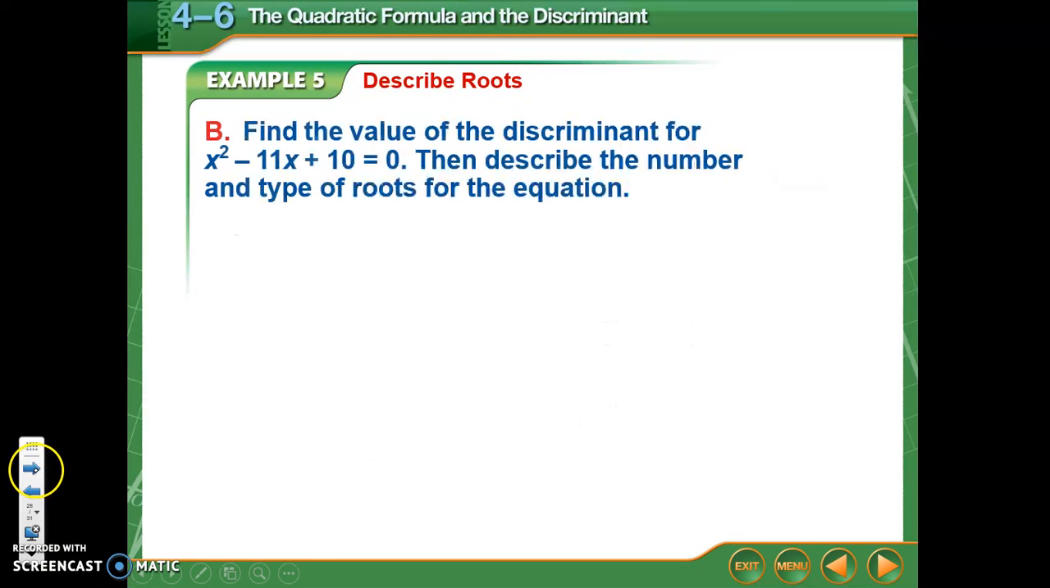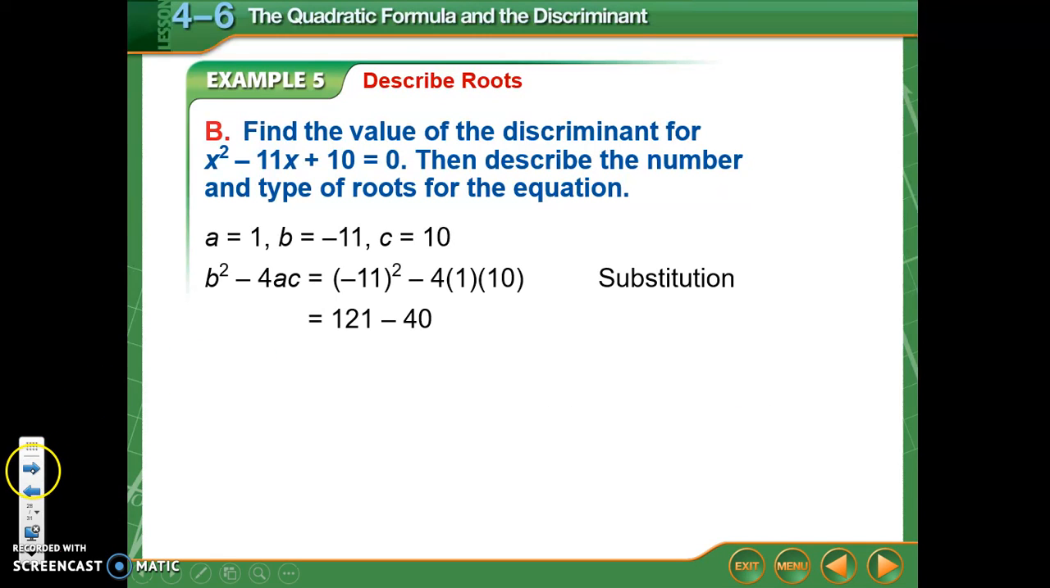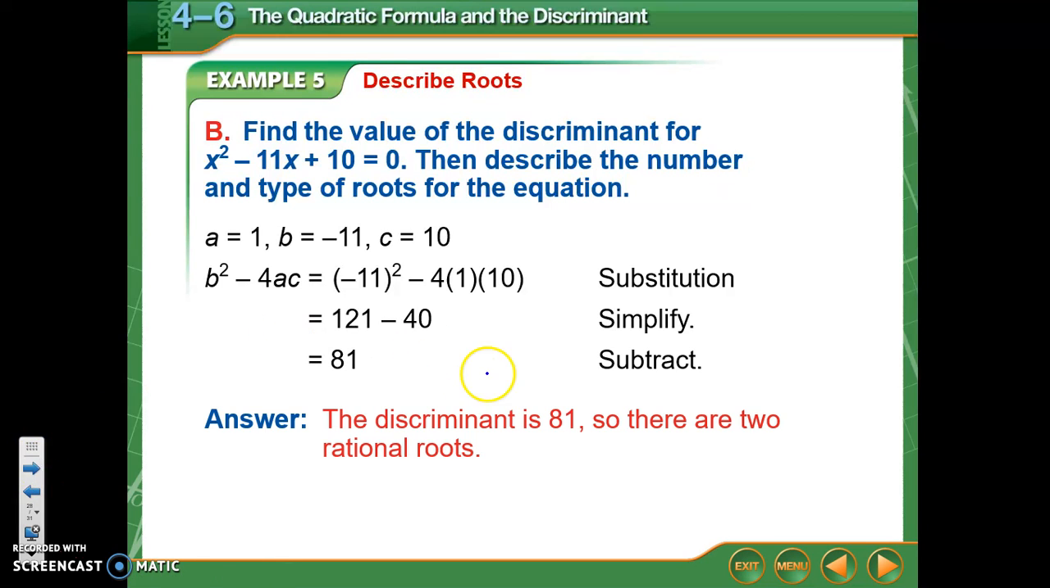Okay, let's do another one. We're going to do the same thing here. A is 1, b is negative 11, and c is 10. When we plug into b squared minus 4ac, we get 121 minus 40, which is positive 81. So we already know, okay, our discriminant is positive. That means we're going to have 2 roots. And since 81 is a perfect square, the square root of 81 is 9, my 2 roots are going to be rational.